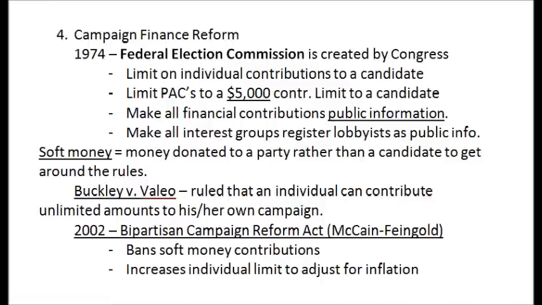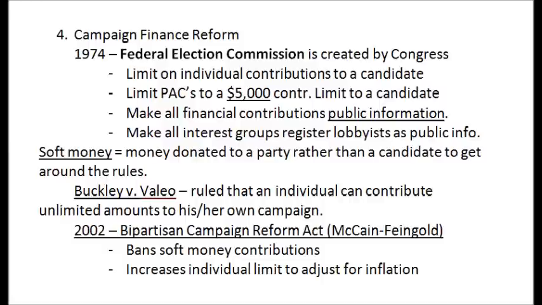Political campaigns in the United States, particularly for the presidency, are notoriously expensive, and for many years were also not well regulated. In 1974, Congress created the Federal Election Commission, which had a variety of purposes, including making all financial contributions public information, limiting individuals to the amount of money they could contribute to a candidate, and limiting PACs to a $5,000 individual contribution limit. However, many groups found a way around this. It was called soft money, in which they donated unlimited sums of money to the political party instead of individual candidates.